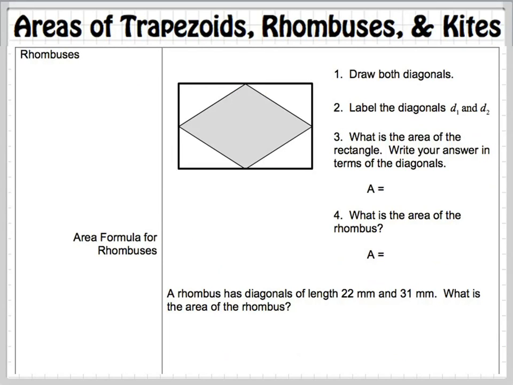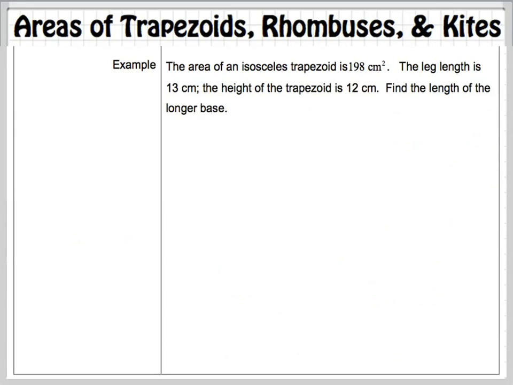Okay, here's our last problem. Right here. Okay, it says the area of an isosceles trapezoid is that. Okay, I'm going to highlight important numbers here. The leg, wait, this is an isosceles trapezoid. That's important. The leg is 13 centimeters. The height of the trapezoid is 12. Find the length of the longer base.